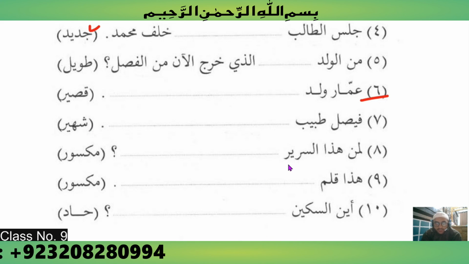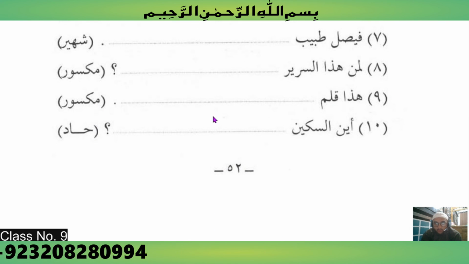Number 8, لمن هذا السرير؟ Whom does this bed belong to? Okay, لمن هذا السرير المكسور؟ We add alif lam here. Whom does this broken bed belong to? Okay, so we add alif lam here because it is معرفة. Number 9, هذا قلم مكسور. We cannot add any alif lam here. This pen is broken.